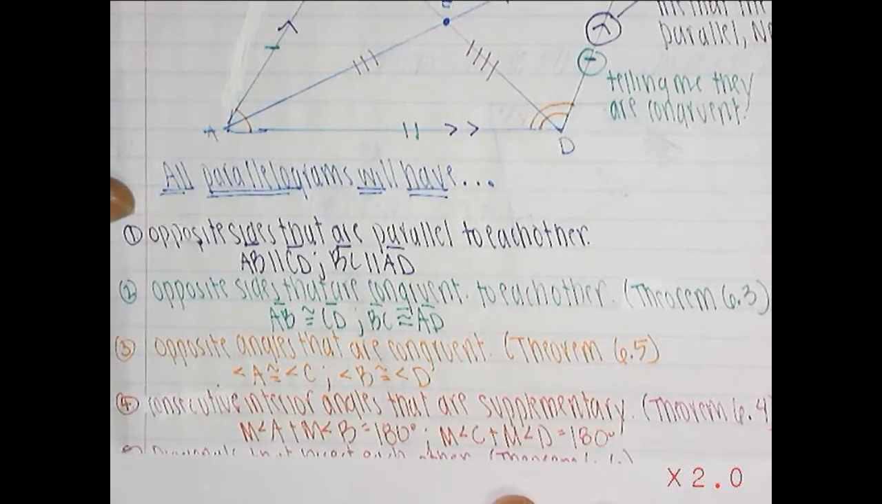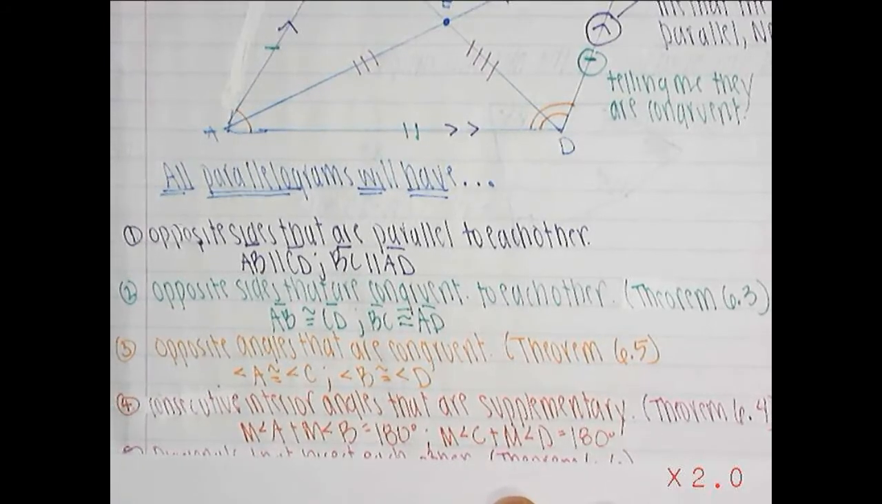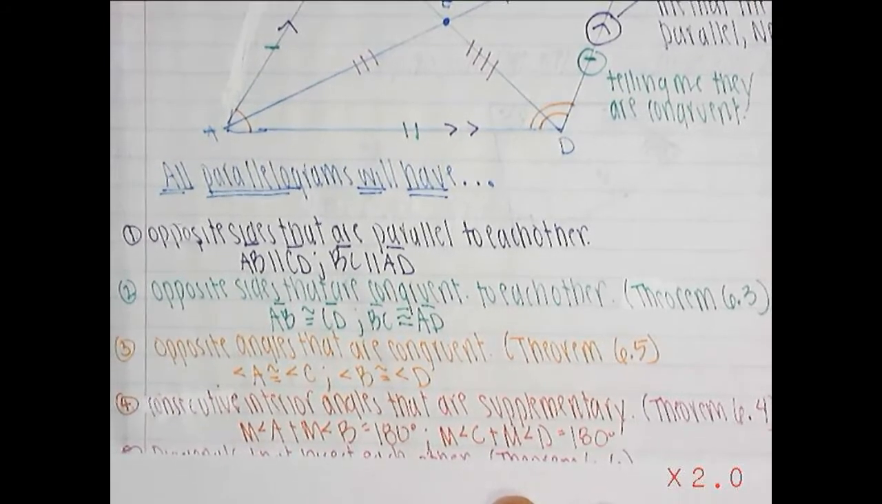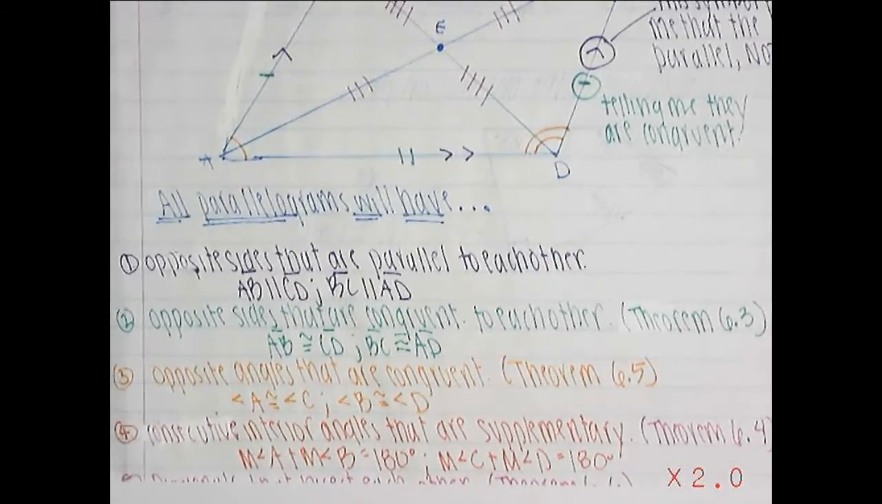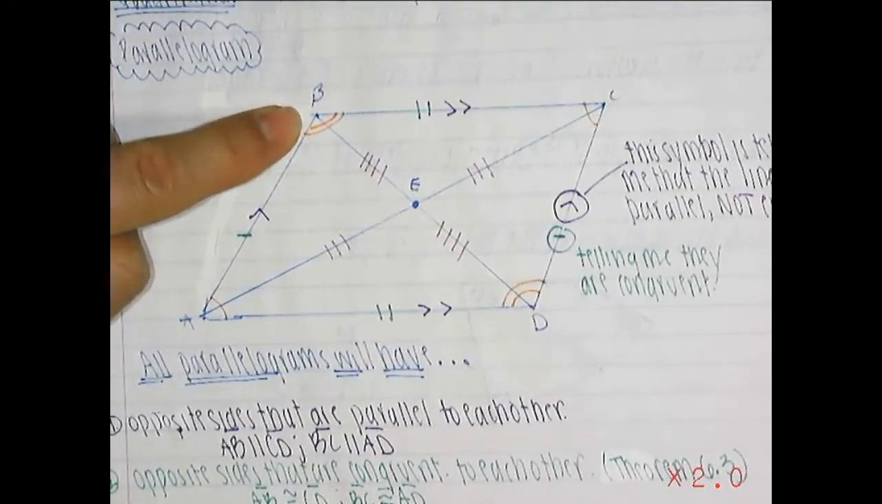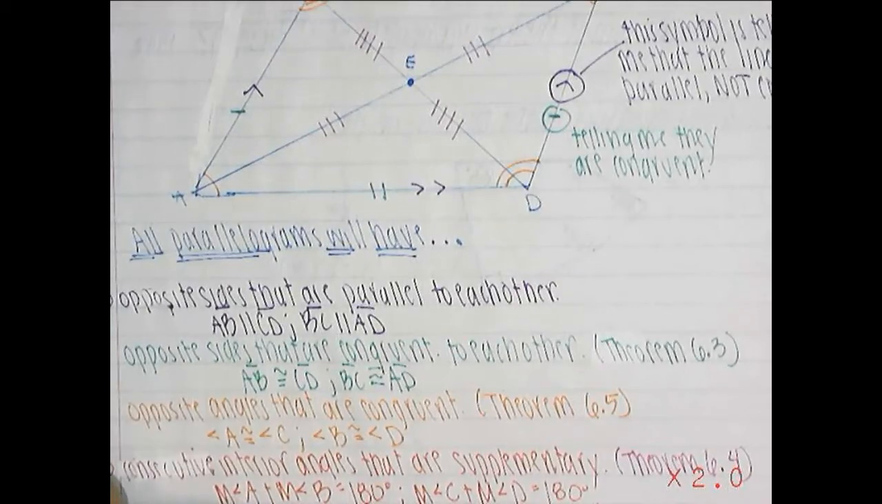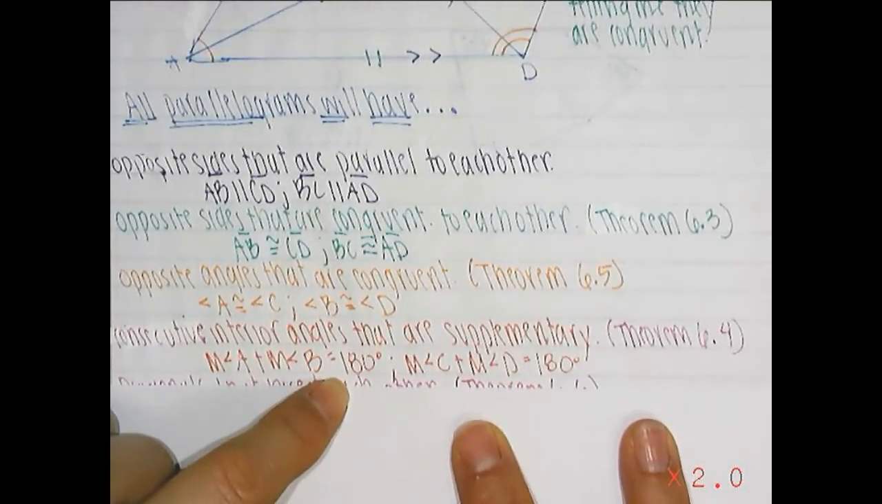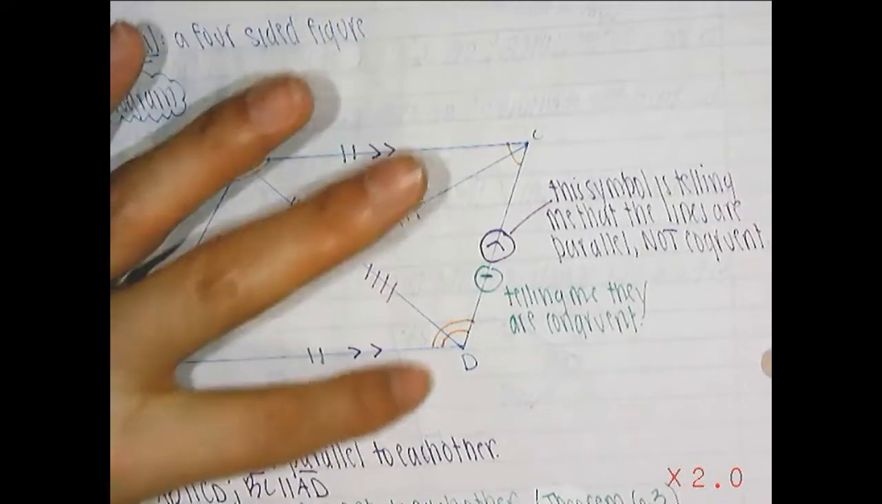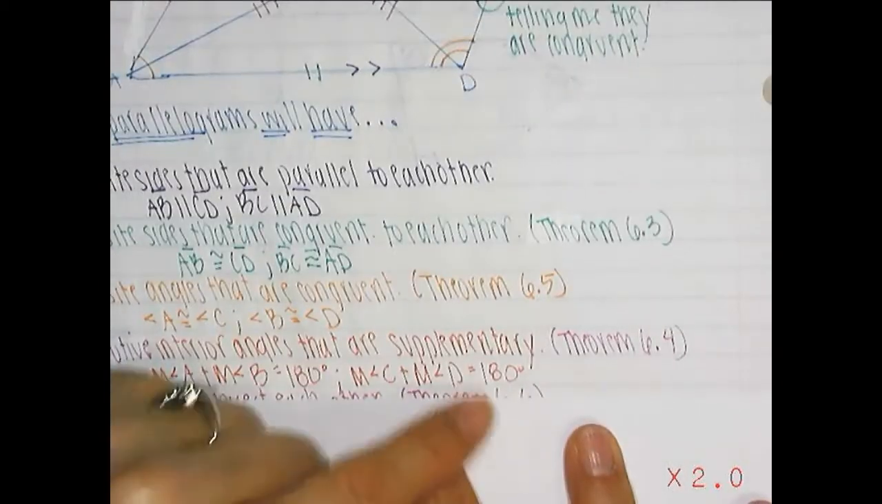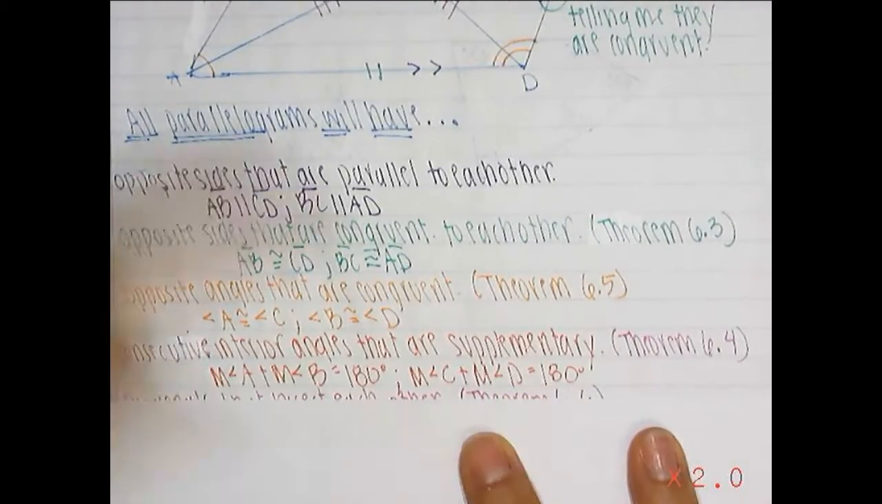And then we have consecutive angles that are supplementary, consecutive angles, right? If the lines are parallel, then their consecutive angles, or their same side interior angles, are supplementary. So if we take angle A and add it to angle B, we know that we'd end up with 180 degrees. And if we take angle C and add it to angle D, then we know that we'd also end up with 180 degrees.